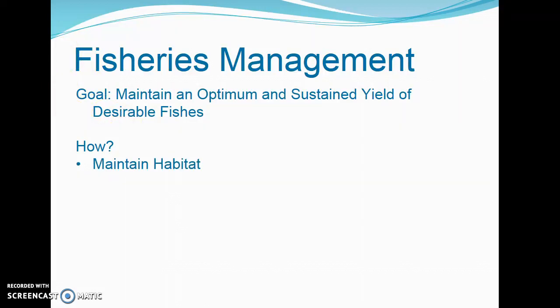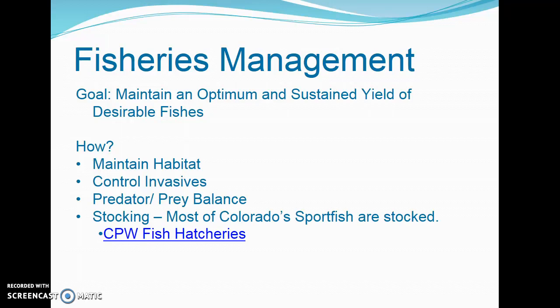Well, we need to maintain habitat. We need to improve habitat if it's lacking, like we do with other habitat goals. We need to control invasives. We need to have some kind of balance between predators and prey in a system. And we need to stock. And like I said, most of Colorado's sport fish are stocked.